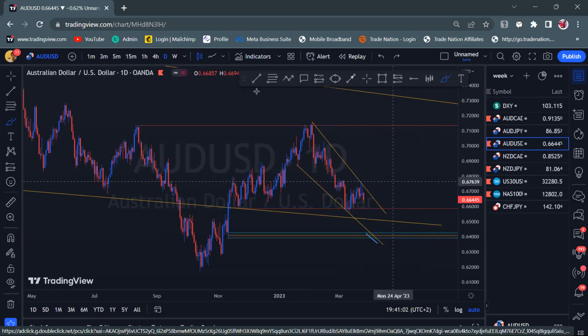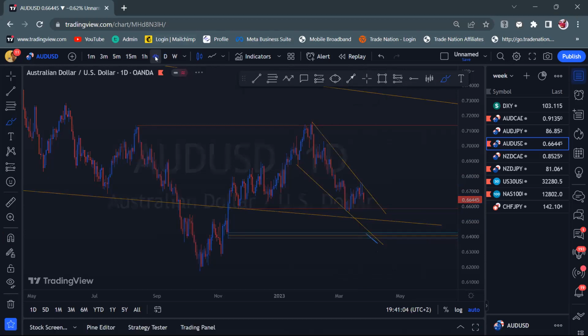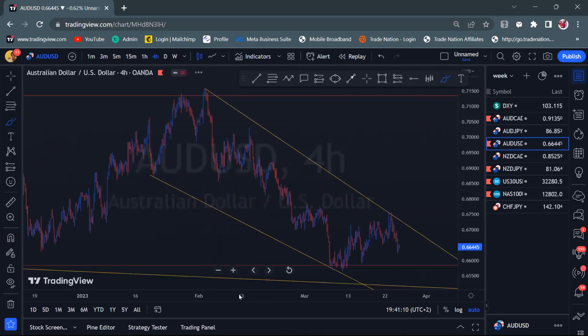So what I'm going to be doing here on AU, even if you drop down to a 4-hour, yes, I am bullish. The market is still bearish right now. And I'm going to exercise patience and wait for the sellers to exit the market.